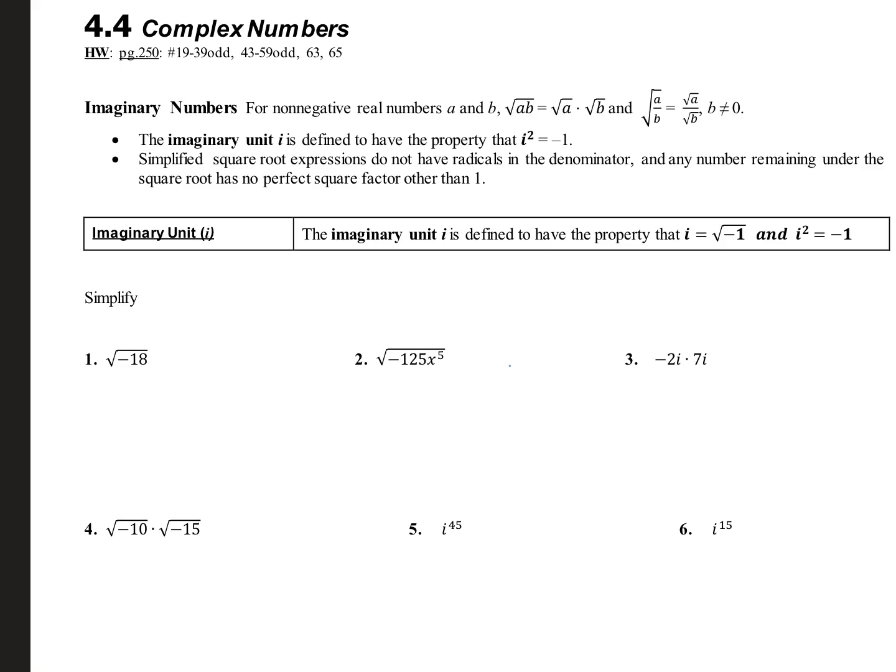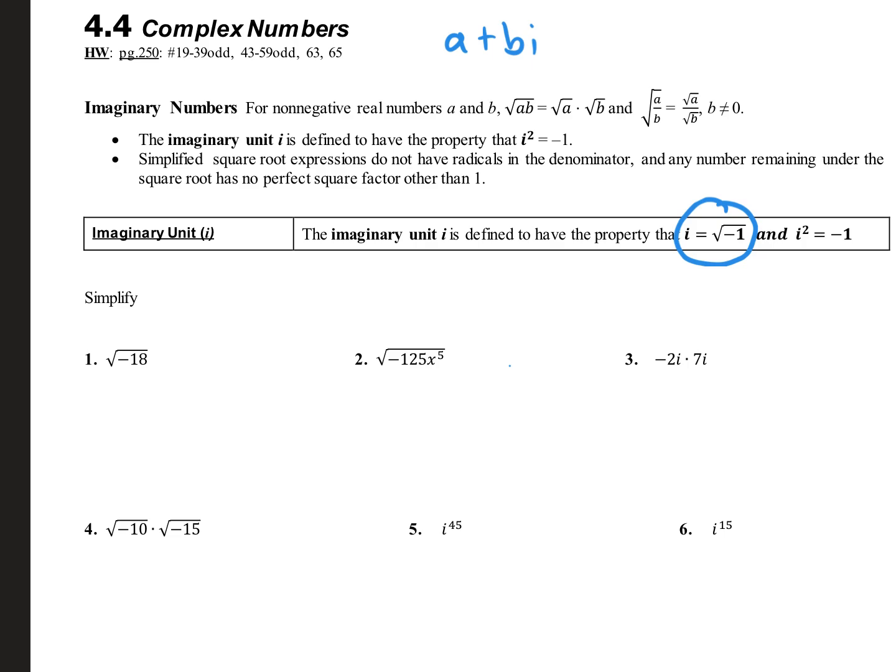In 4.4, we're learning about complex numbers. So an imaginary number is what we get when we take the square root of a negative. So the square root of -1 is the imaginary number i. And what a complex number is, it's a combination of a real number and an imaginary number.